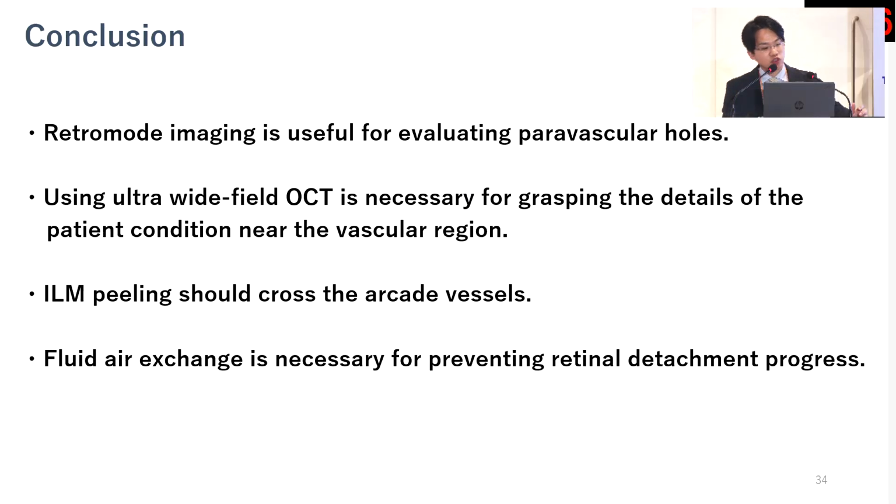So this is the conclusion. Retromode imaging is useful for evaluating parabascular holes. Using ultrawide field OCT is necessary for grasping the details of the patient's condition near the vascular region. Island peeling should cross the arcade vessels. Fluid air exchange is necessary for preventing retinal detachment progression.